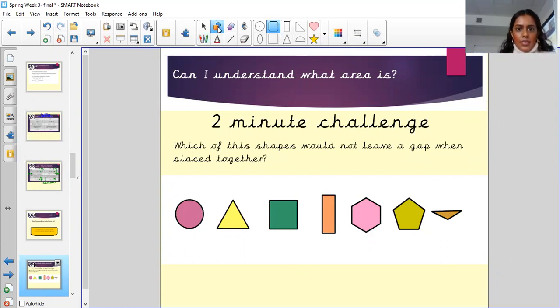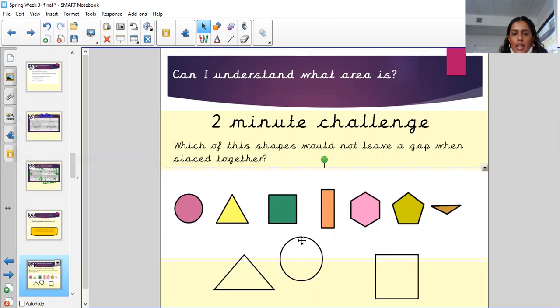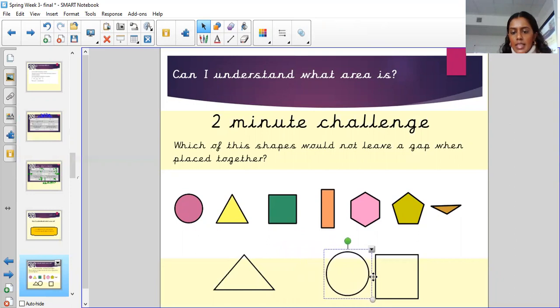Now, let me see if I can get a triangle shape here and a circle. I'm also going to draw a square. If I now move my shapes, let's see, if I moved my circle next to my triangle, would it leave a gap? Yes, it would leave a gap. And if I put my circle next to my square, would it leave a gap? Yes, it would leave a gap.